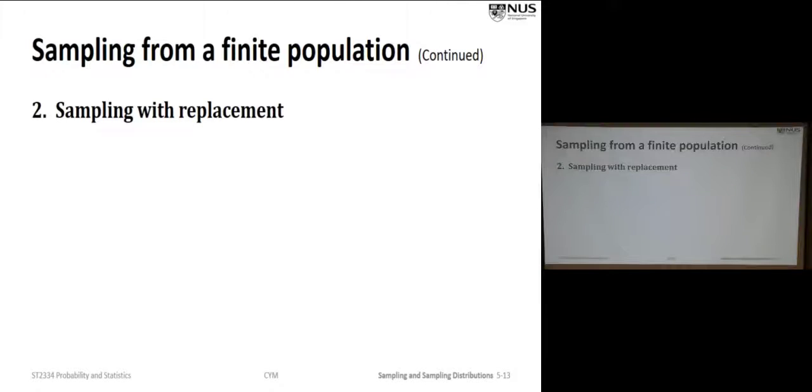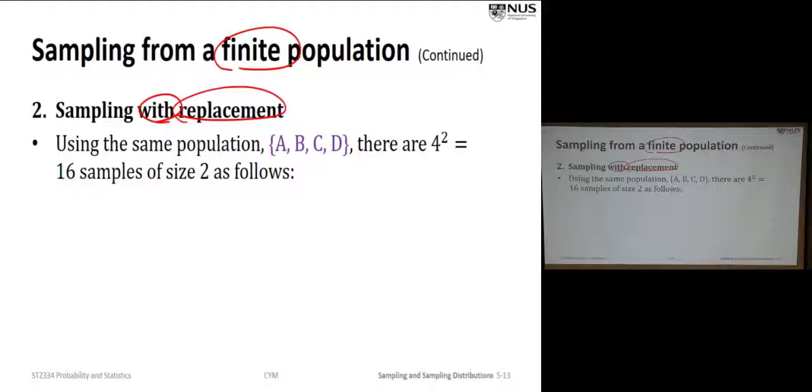But even from a finite population, I can do sampling with replacement. In that case, A, B, C, D, we still consider this simple population. I can select A, then after that I put it back, so the second outcome can be A again. In other words, there are 4 ways to choose the first one, and then the second one still has 4 ways. So altogether it's 4 squared.